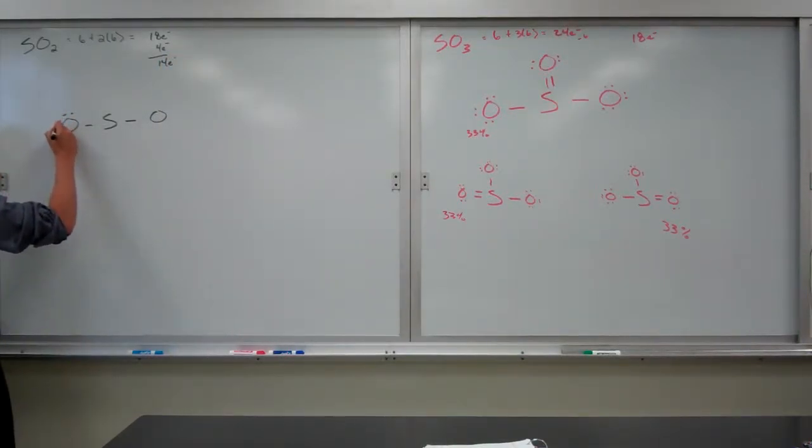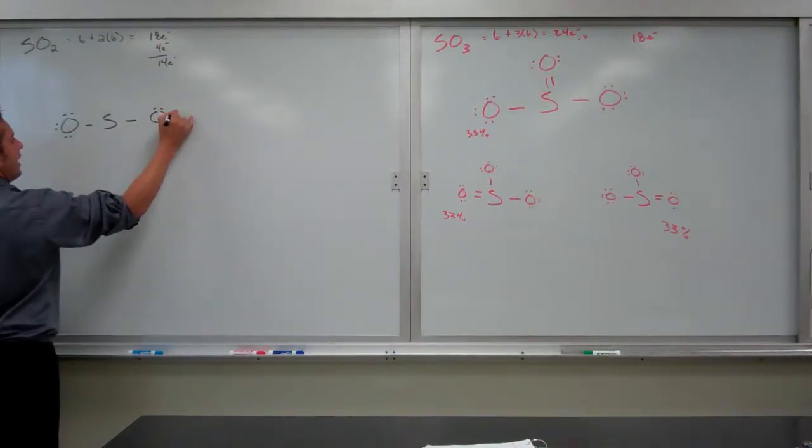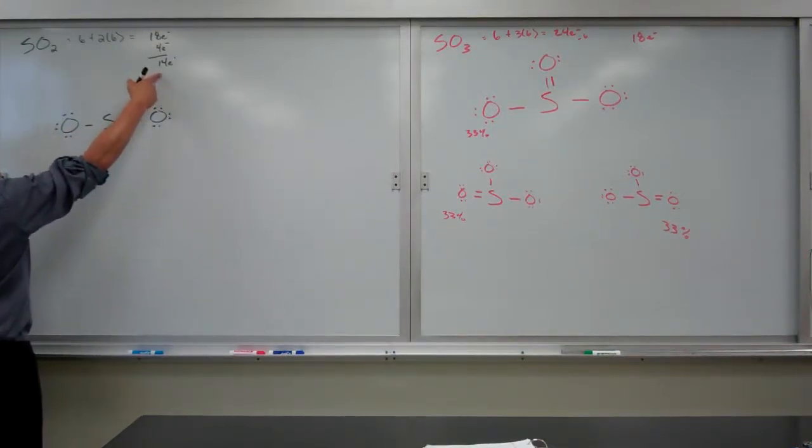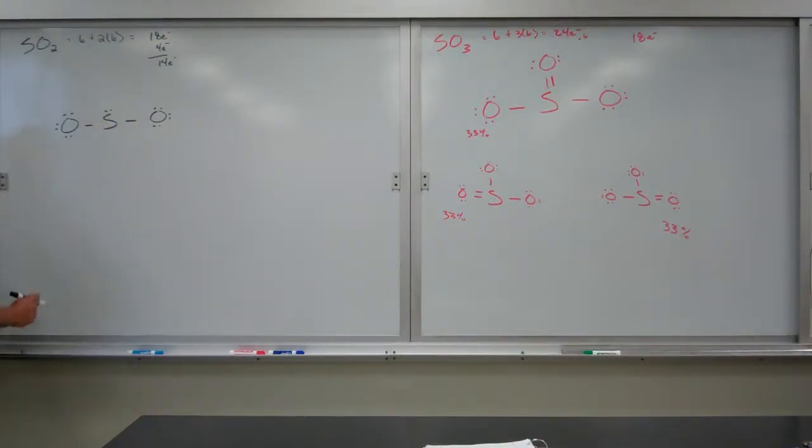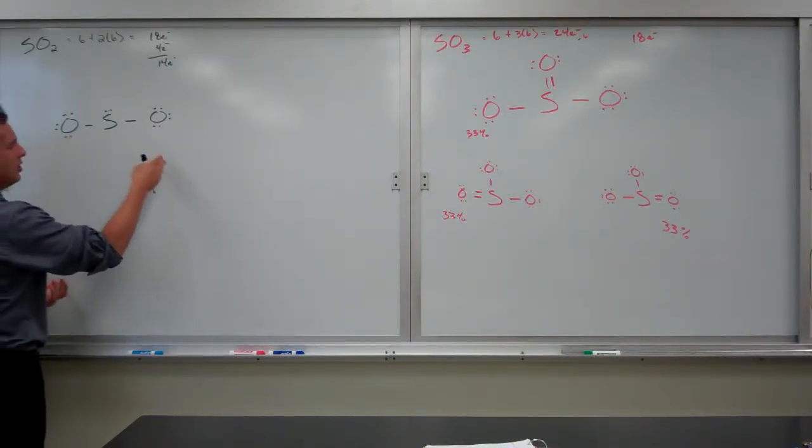So we try to fill the octets. 1, 2, 3, 4, 5, 6, 7, 8, 9, 10, 11, 12. I still have 2 left, so I'll put them on the center. 13, 14. Now I'll check my octets. Is this O happy? Yes, it is. 2, 4, 6, 8. This O, 2, 4, 6, 8. Is sulfur 2, 4, 6? No. So we have to form a double bond between one of the O's and the S to get the electrons into the middle so that sulfur can use them. So the question becomes, do they come from the left or from the right?